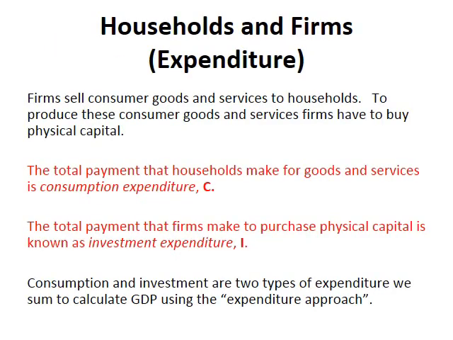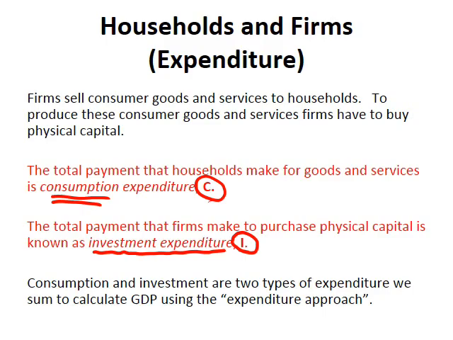Firms sell, of course, consumer goods and services to households. To produce these consumer goods and services, firms have to buy physical capital. So the total payment that households make for these goods and services is called consumption, and we're going to refer to it by C. The total payment that firms make to purchase physical capital, and they're purchasing it from other firms, is known as investment expenditure, and we call it I.